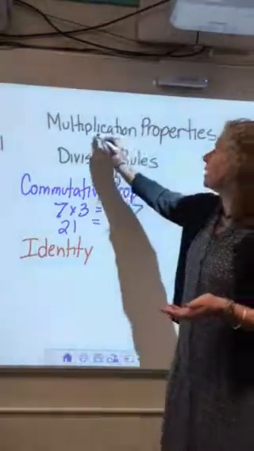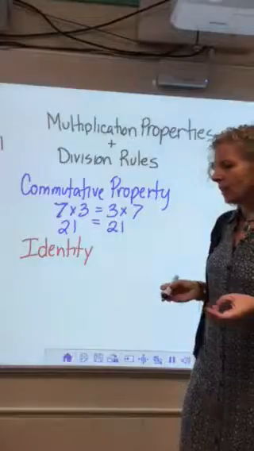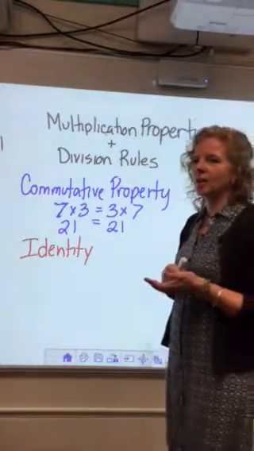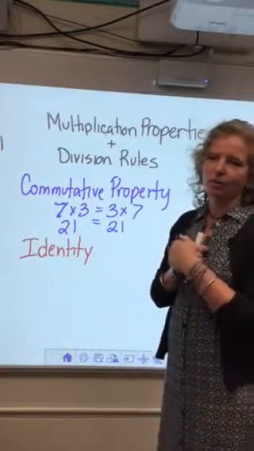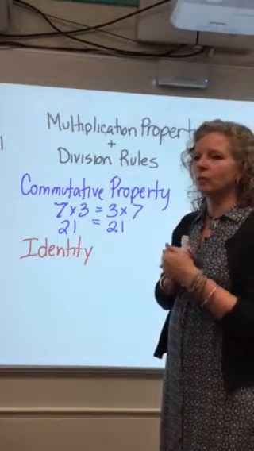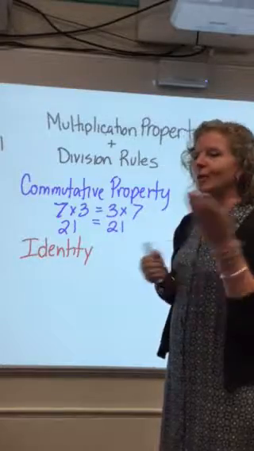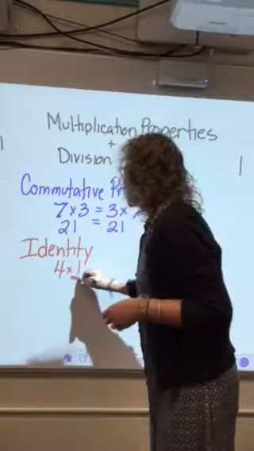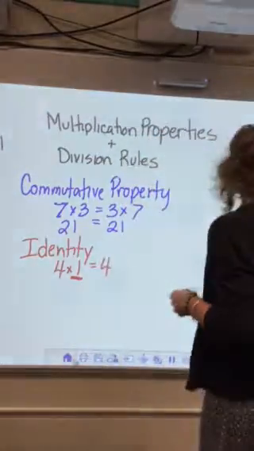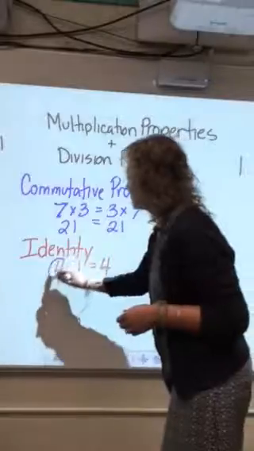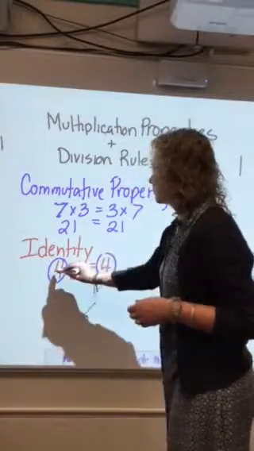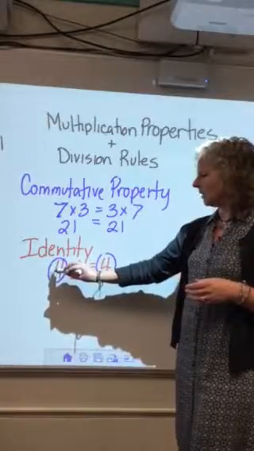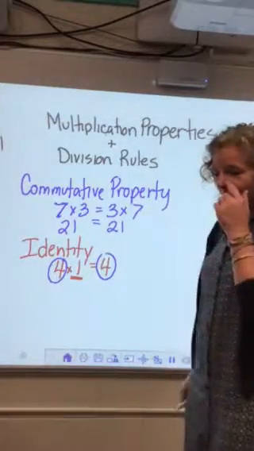The identity property of multiplication, you're like, what number does not change the identity when you multiply the factor? 4 times what equals 4? 1. When you multiply by 1, it does not change the identity of the factor. Factor times 1 equals what that was. All right, that's the identity property.